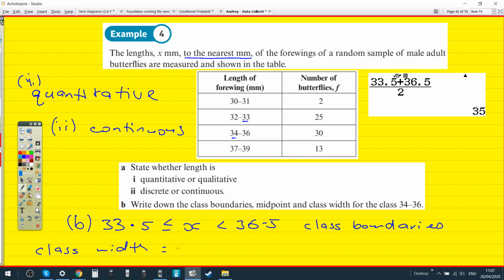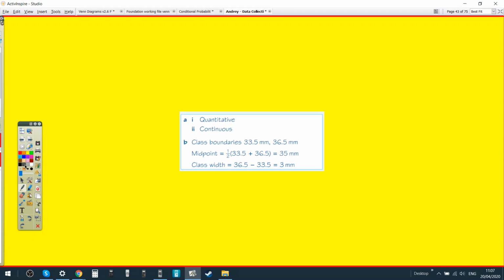Any questions there? Okay, that's 3. So I'll use this more in a second. So it's quantitative because it's numbers, quantity, continuous because you can measure it more closely. Class boundaries 33.5, 36.5. The midpoint is the mean of the upper bound and lower bound: just add the two and halve it. And class width is upper bound minus lower bound. Okay.